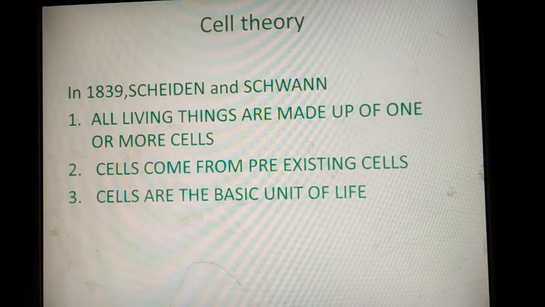The second postulate was that cells come from pre-existing cells, meaning the younger or baby cells come into being by the reproduction of old or mature cells. The third postulate was that cells are the basic unit of life, meaning all the life activities are performed by the cell because cells are living.